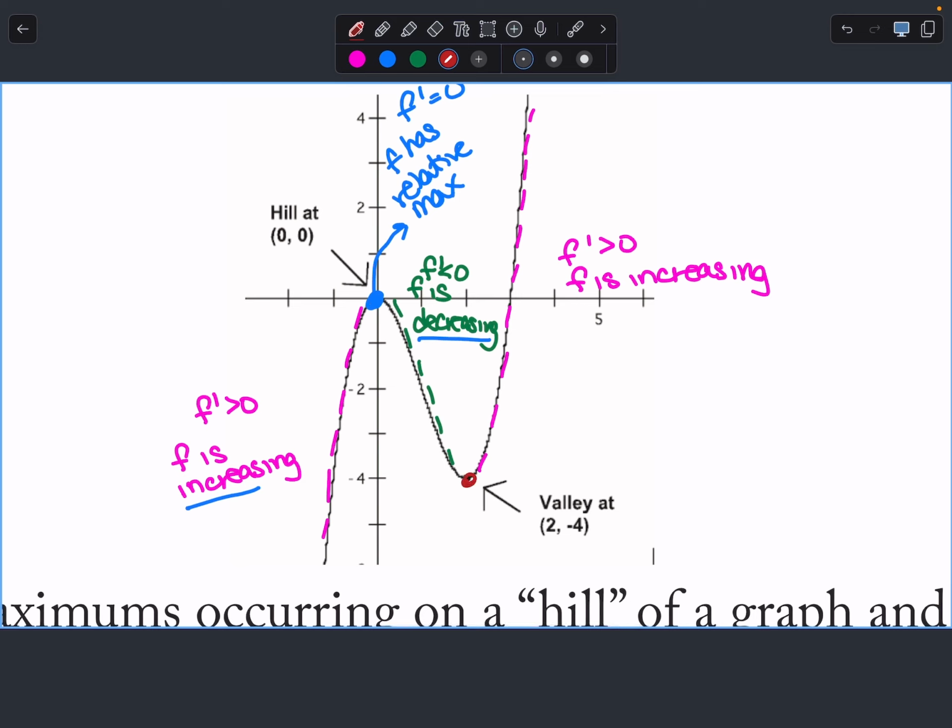Here, where I'm going from decreasing to increasing, your f prime is still equal to 0, and f has a relative minimum value.